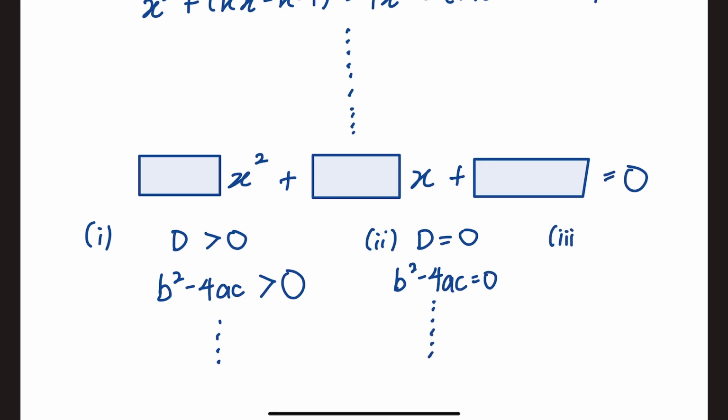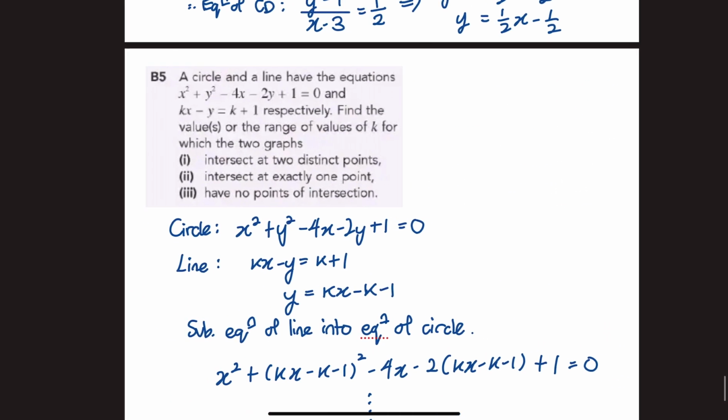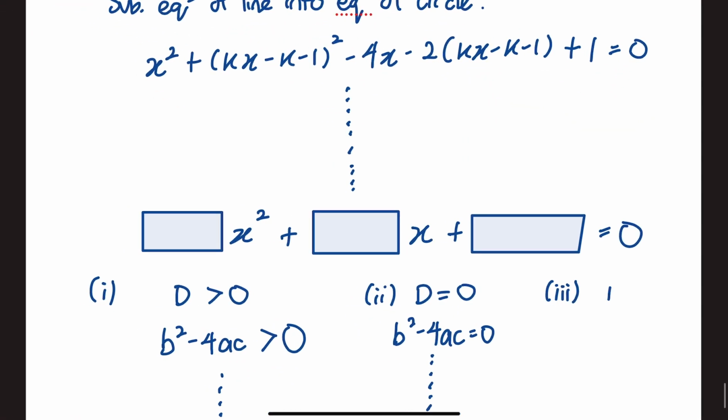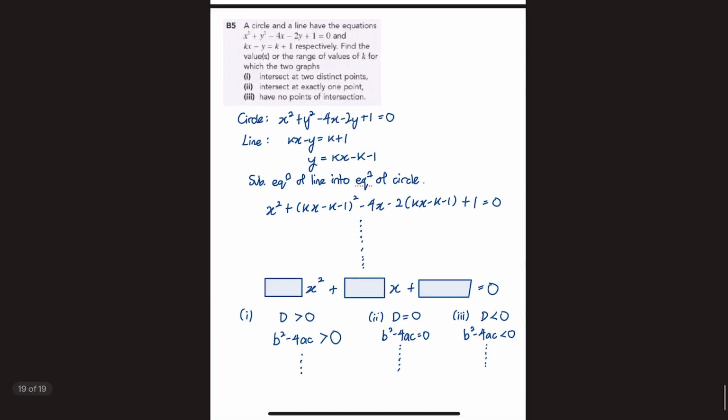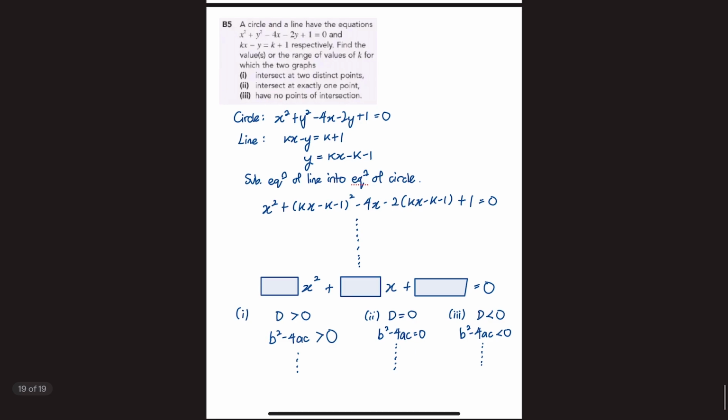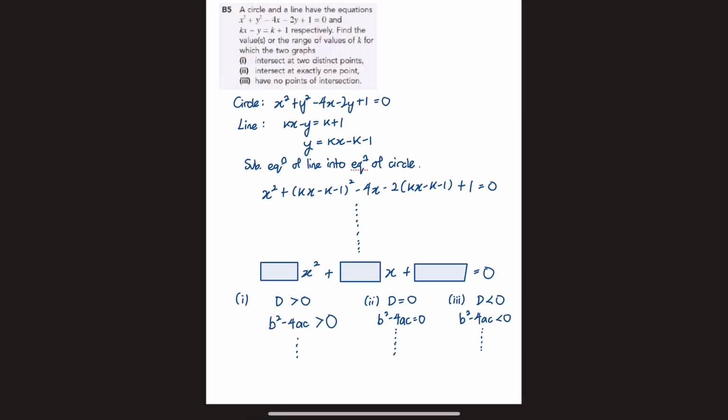And the last part, for the circle and line to have no points of intersection, the discriminant should be strictly less than 0. So you sub in your b squared minus 4ac less than 0, and you solve for this inequality. Okay, so these are rather long steps, so I will not go through in detail, but these are the main steps to take note of in solving question 5. Alright? Okay, so this is the end of this revision set B for circles.